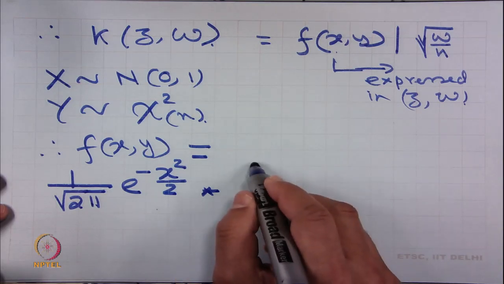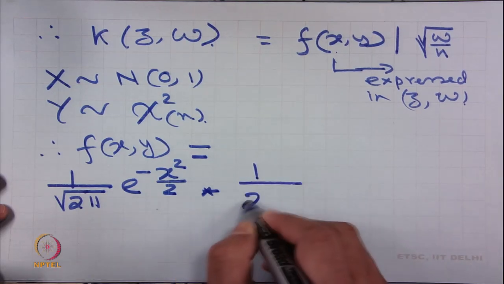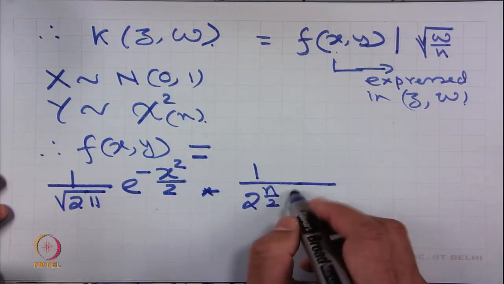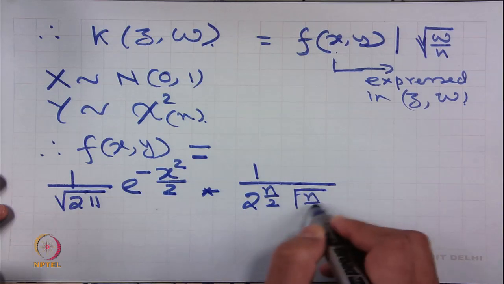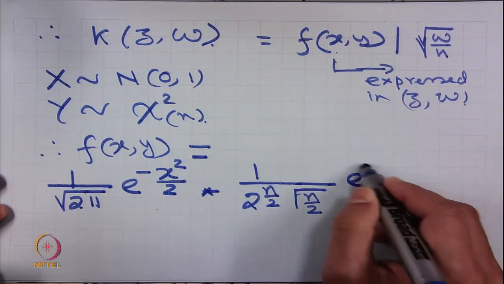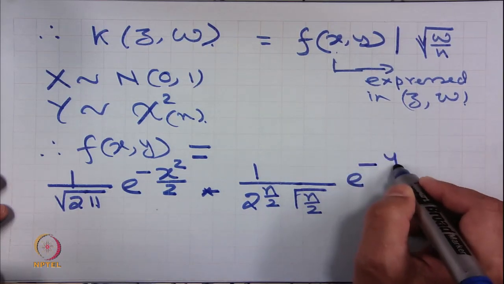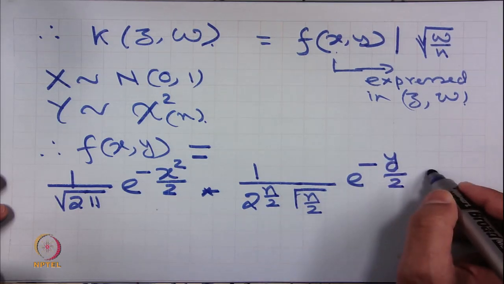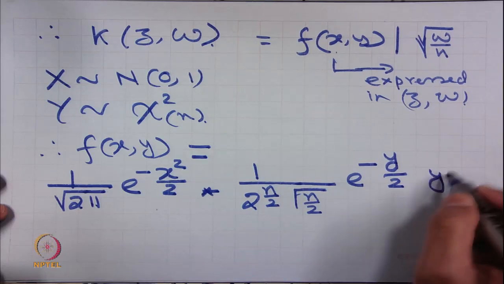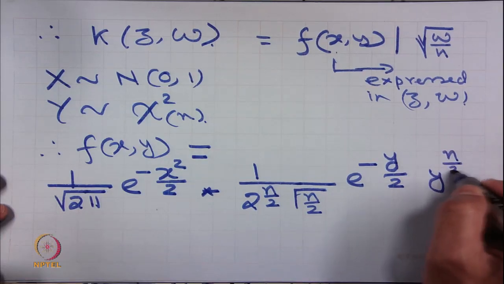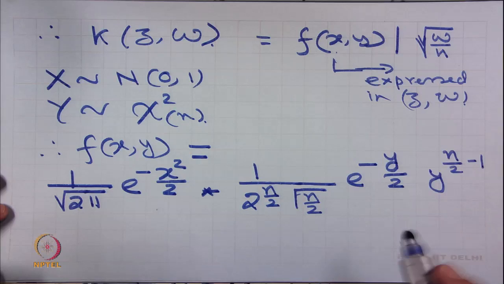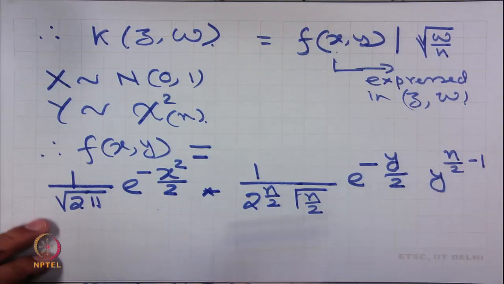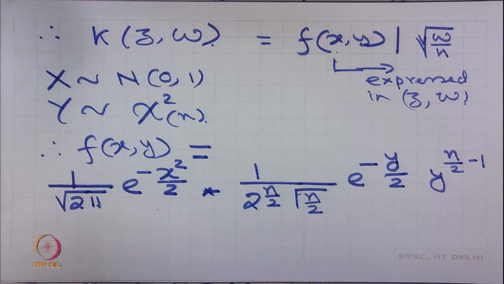Therefore, its PDF is lambda power alpha over gamma alpha, e to the power minus lambda x, x to the power alpha minus 1. In fact, x becomes y here. So, e to the power minus y by 2, y to the power n by 2 minus 1.